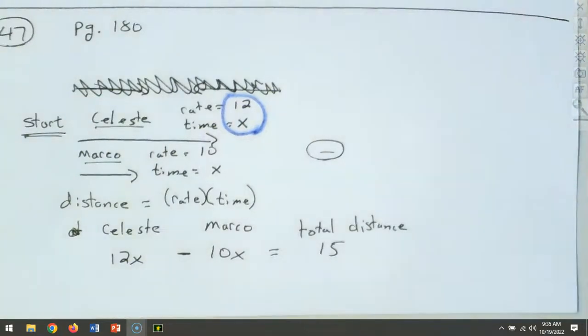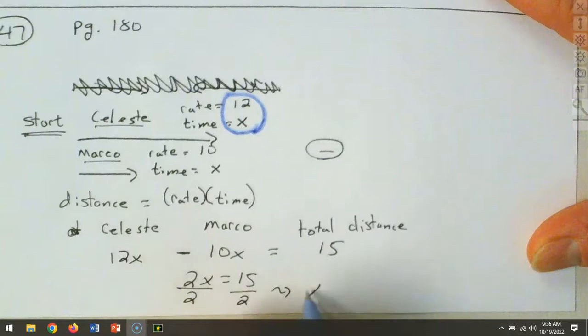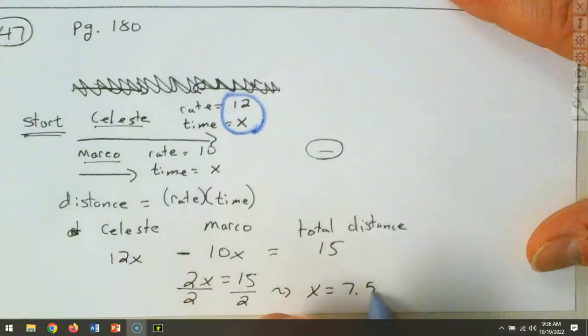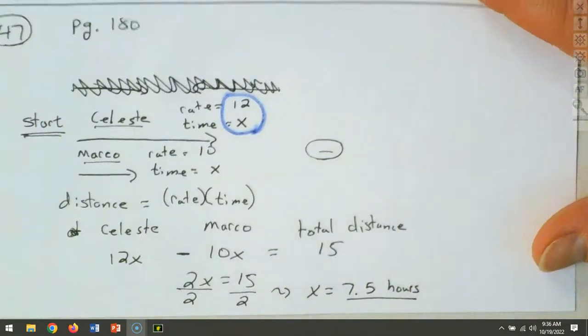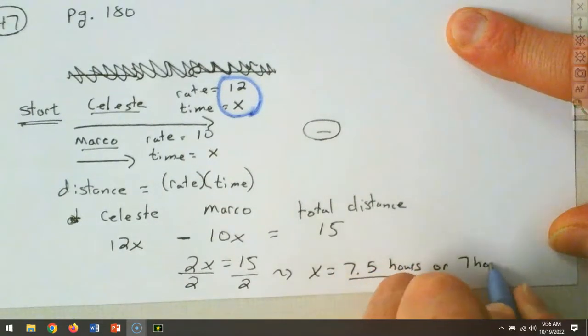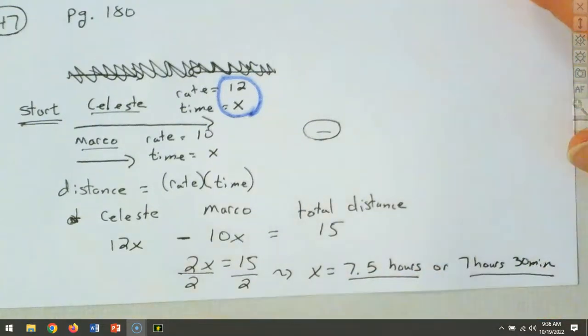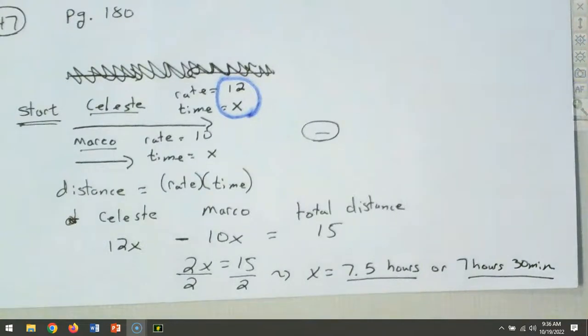And we can solve it out. This one's simple. Put them together, and we get 2x equals 15. Divide by the 2, and we simply get x is 7.5 hours. You could even write that as 7 hours, 30 minutes. Either way, that's going to be your time. Simple enough to do. So it took them 7.5 hours.